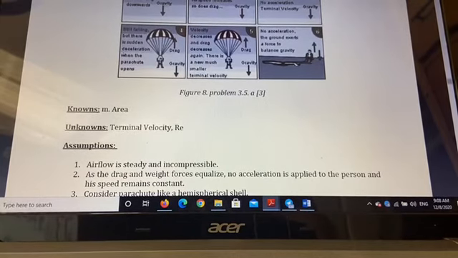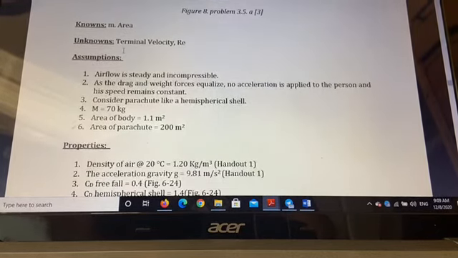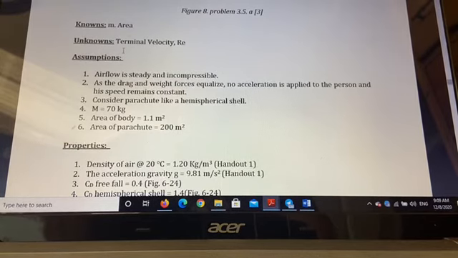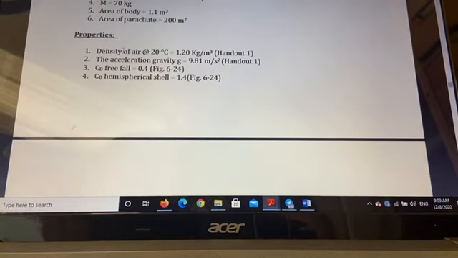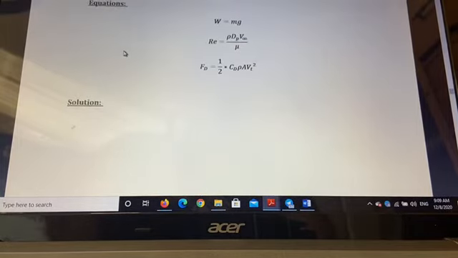And when they open the parachute, because the drag coefficient increased, the drag force increased, and their velocity decreased a lot. So I assume airflow is steady and incompressible, and we have the area of the body given, the area of the parachute given, and we consider the parachute like a hemispherical shell. I got the properties of air density and acceleration of gravity, and we got the CD, the drag coefficient, from an outside reference. The formulas here are the Reynolds number and the drag force formula that we used.